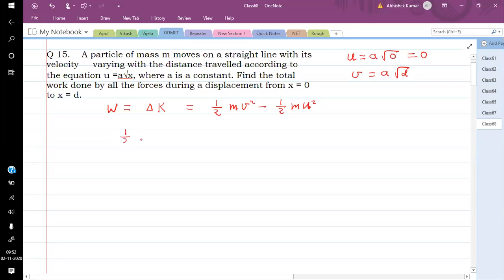So half m times (a root d) squared, minus half m times 0. So this will be m a squared d by 2. So this is the work done. So it is a very simple, direct application of the work-energy theorem.